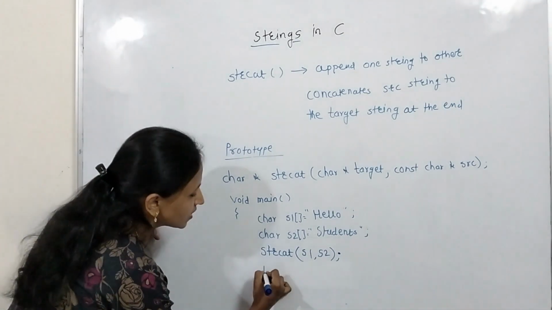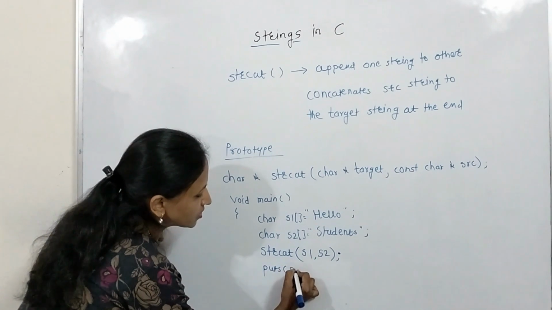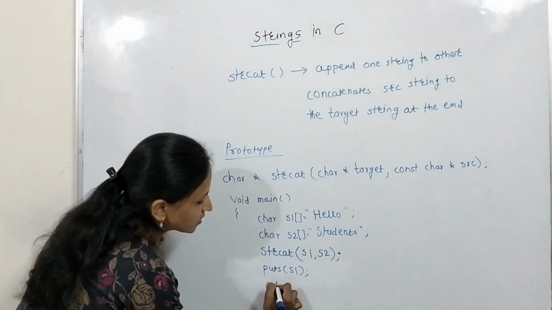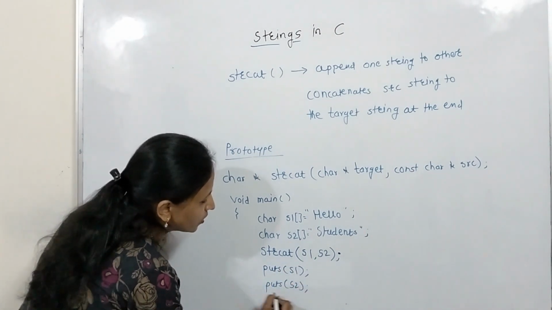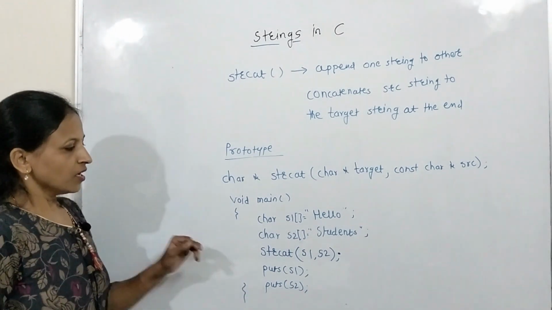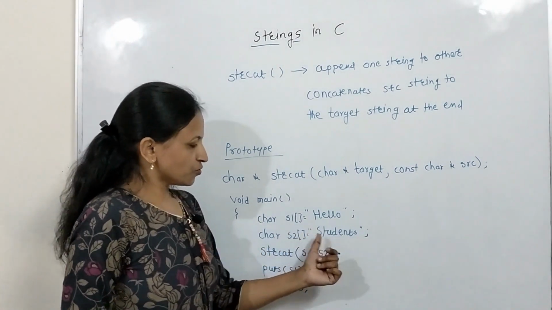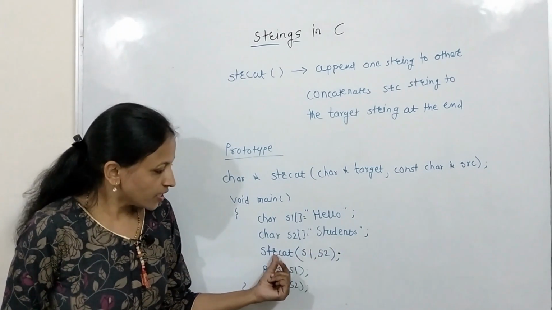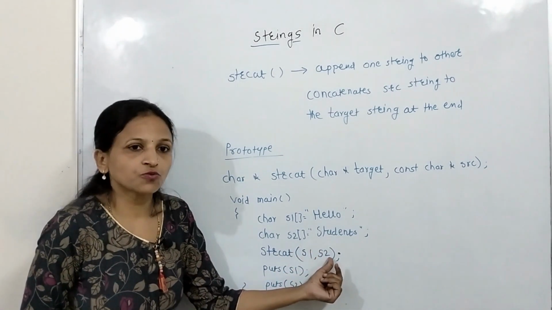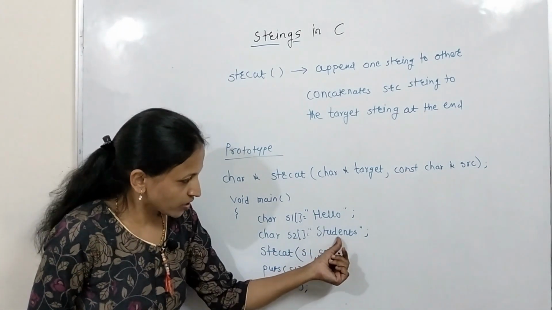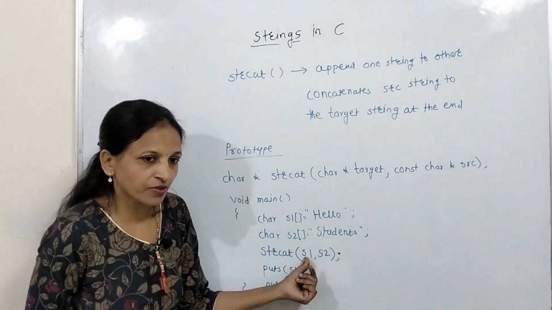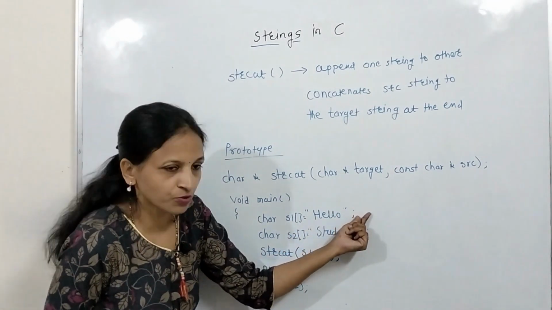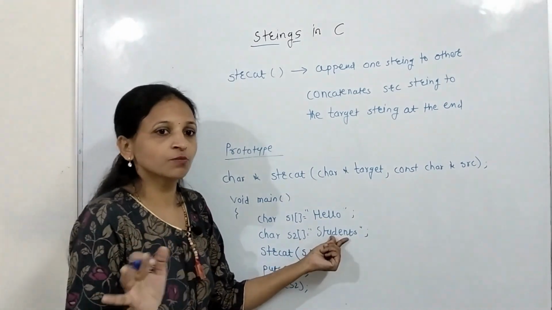Now after calling this strcat function, if we are displaying both s1 and s2, then what are the contents here? Let's puts s1 and puts s2. Now what will be the output here? See, here s1 is hello, s2 is students. strcat s1 comma s2 means this s2 string, whatever students string, will get attached to s1, which means s1 will become hello students and s2 will not be modified.